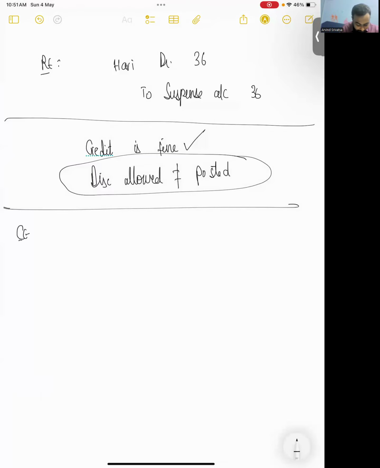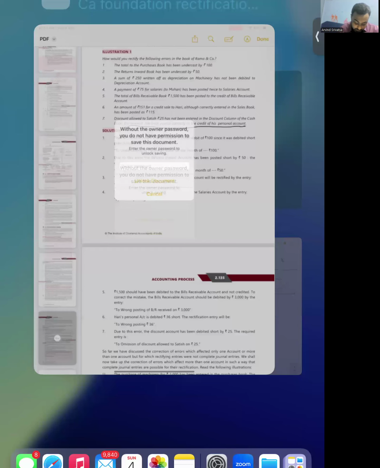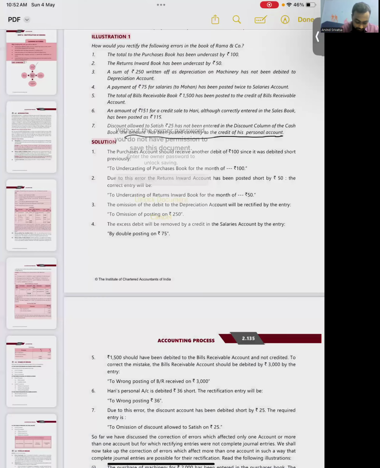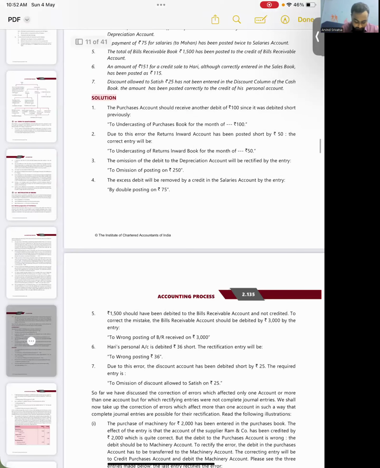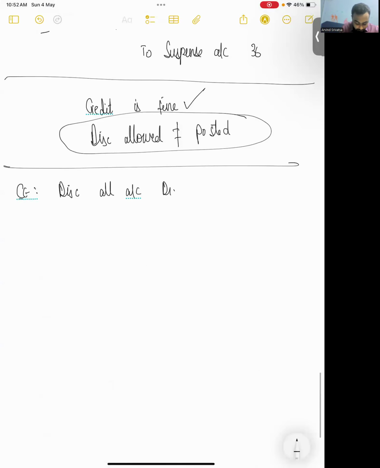Correct entry, discount allowed account debit. What's the amount? Discount allowed to Satish 25. So discount allowed account debit 25 to Satish account 25.